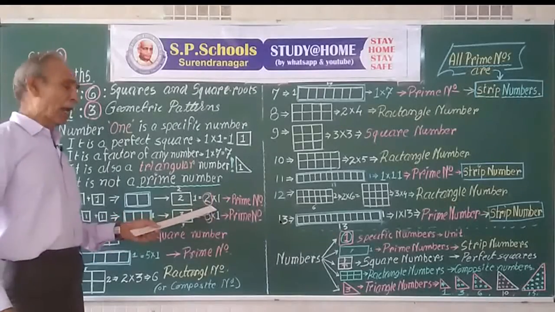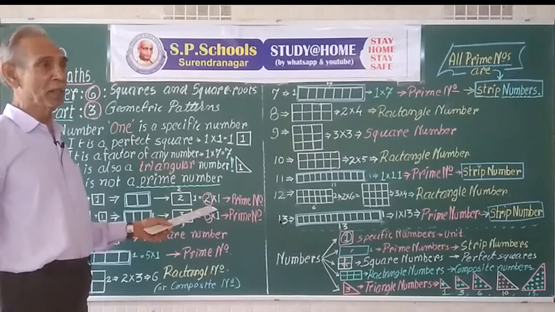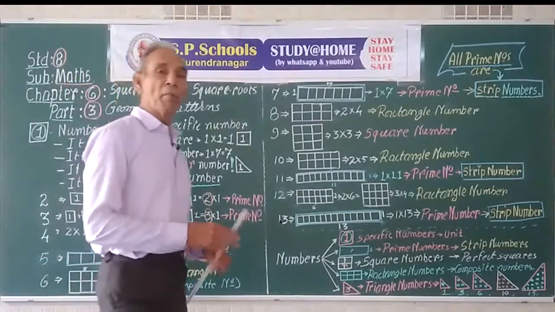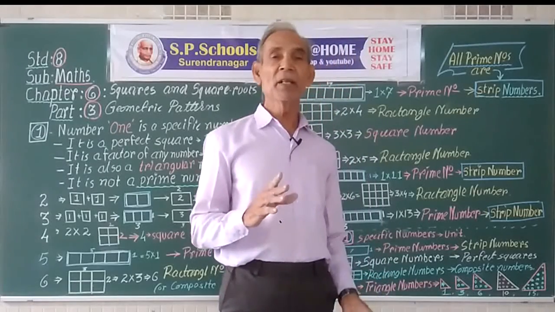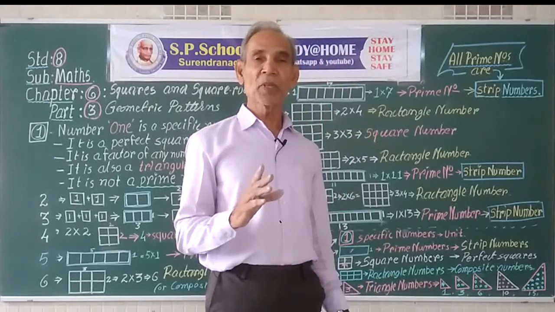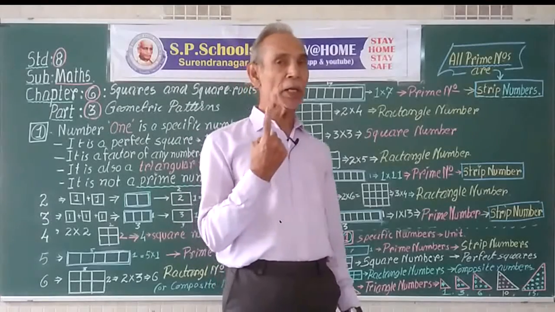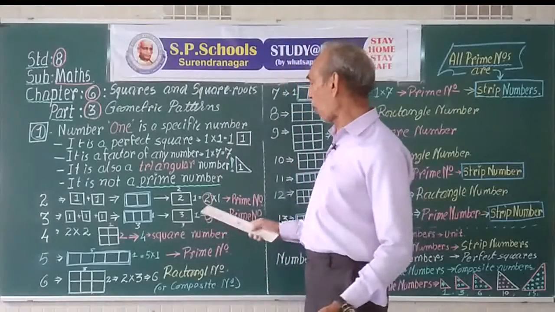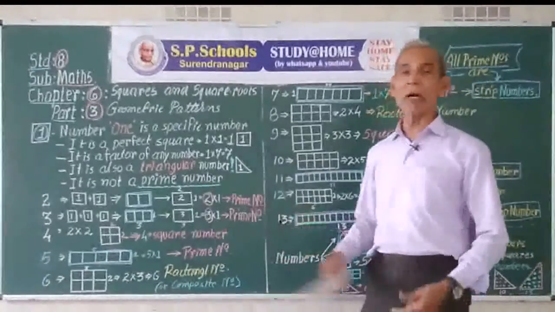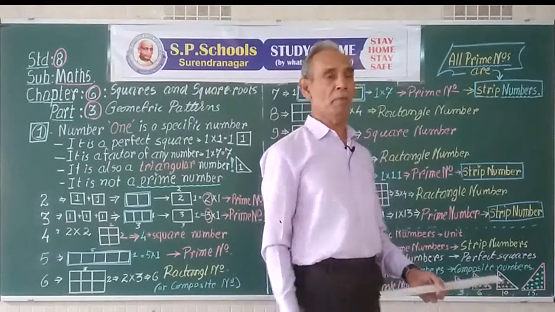This is the only prime number which is even, because all numbers ending in an even digit will be divisible by 2. So 2 is a very interesting prime number because it is the only even prime number. All other prime numbers are always odd.